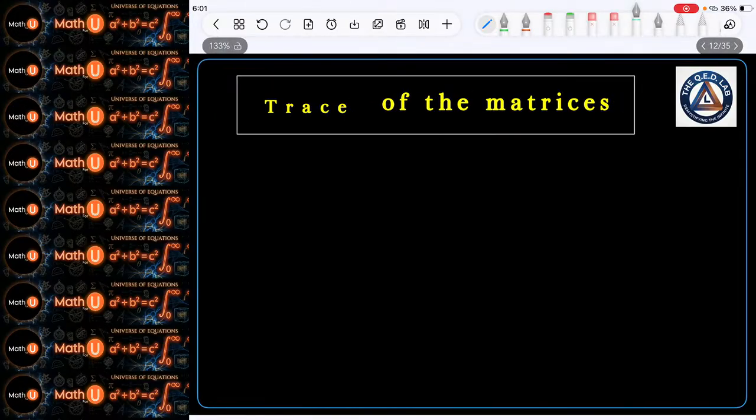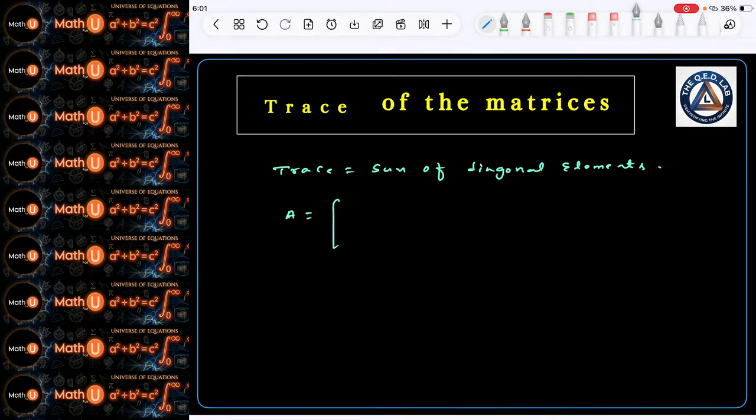Okay, next, trace of the matrix. What is trace? Trace is equal to the sum of diagonal elements. Sum of diagonal elements. For example, if you consider a matrix like this, 1 2 3, 6 7 8, 9 10 11.